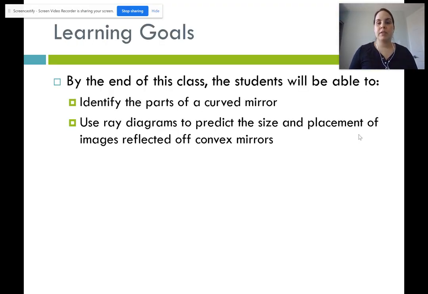By the end of the class, what we should be able to do is identify parts of a curved mirror and also use ray diagrams to predict the size and placements of images reflected off convex mirrors.